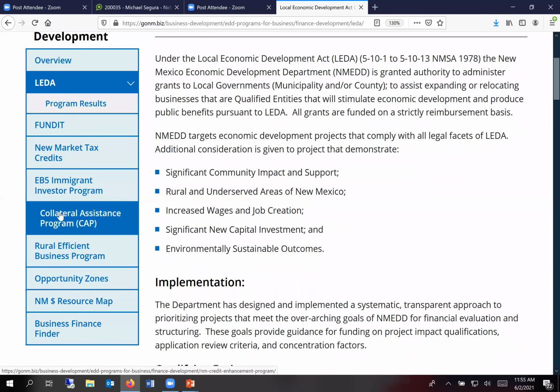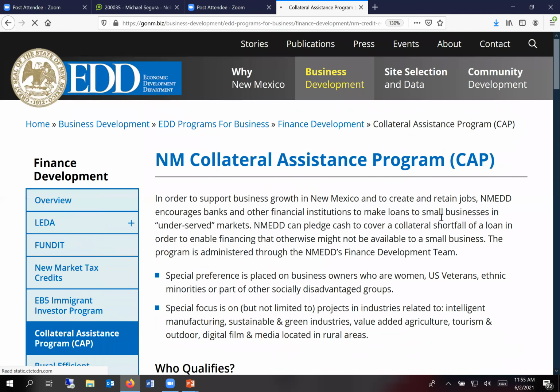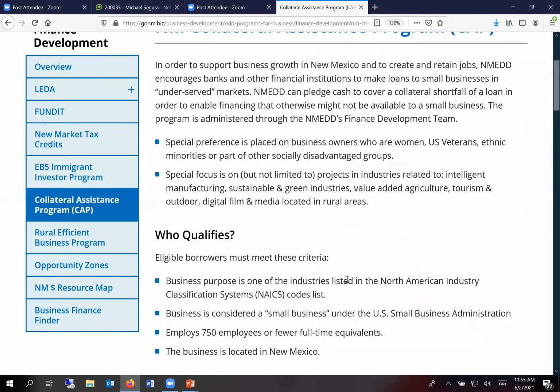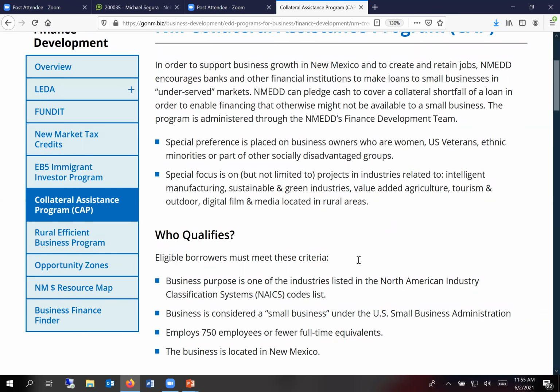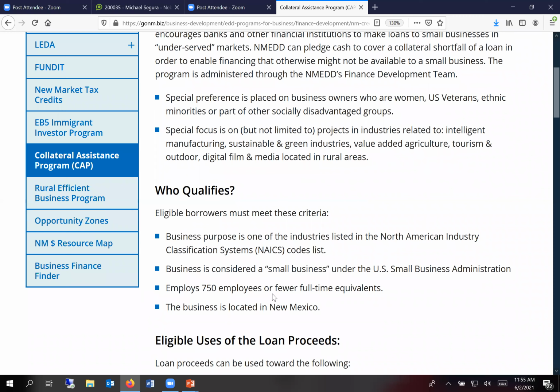The next one I want to talk to you about is the Collateral Assistance program. This program follows the same eligibility requirements as the other programs, but this one's a little less strict. As you see here, employees: 750 people or fewer. Business purpose is one of the industries listed in the NAICS code, and I could talk to you more about NAICS codes if you're interested. And you're considered a small business, which is usually somebody who employs under 100 people and makes under $1 million a year. So that's a broad range of eligibility right there.